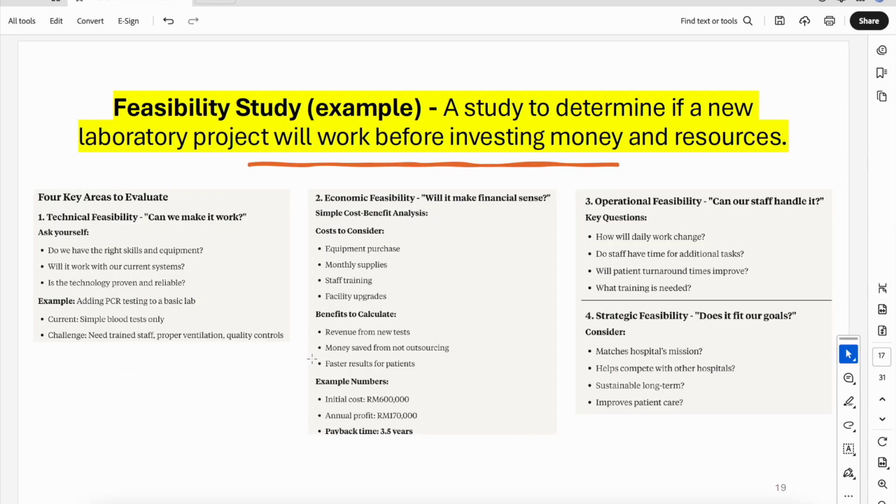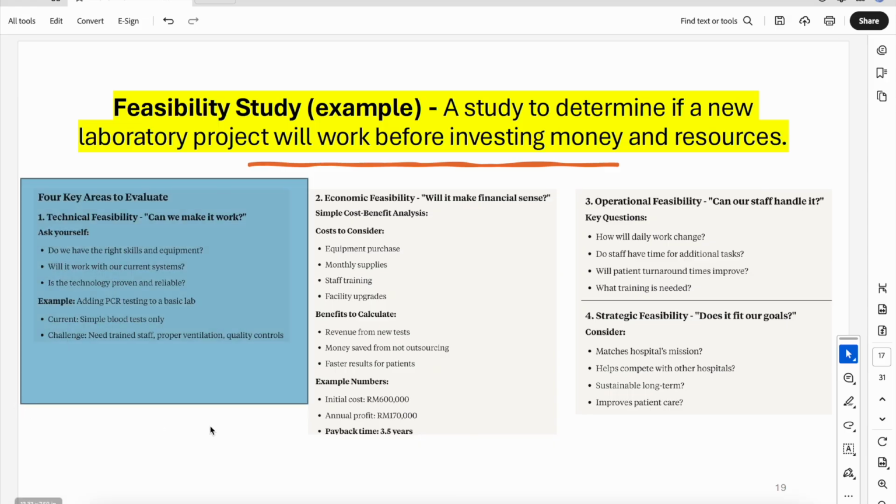4 key areas to evaluate. A comprehensive feasibility study examines 4 critical areas. Number 1, technical feasibility. Can we make it work? Ask yourself these questions. Do we have the right skills and equipment needed for this project? Will it integrate with our current laboratory systems? Is the technology proven and reliable?